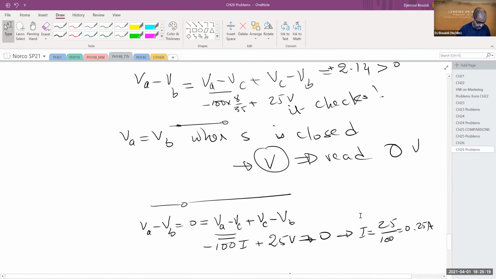So that's part of the question that they asked in here. What is the reading of both the voltmeter and the ammeter? One of them will register 0 volts, and the other one will register 0.2 amps. And that 0.2 amps is coming down from A to B. Okay, so that answers this problem. Good.